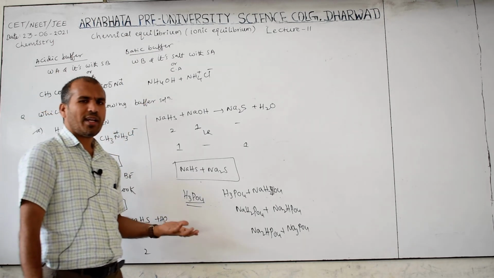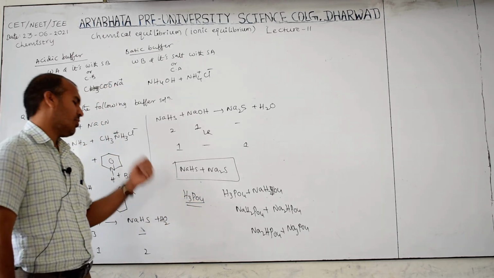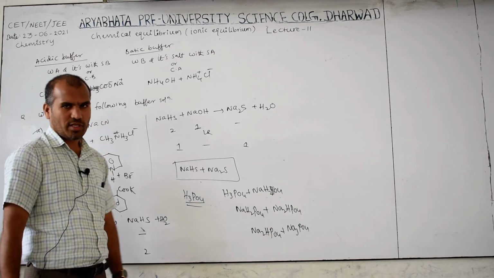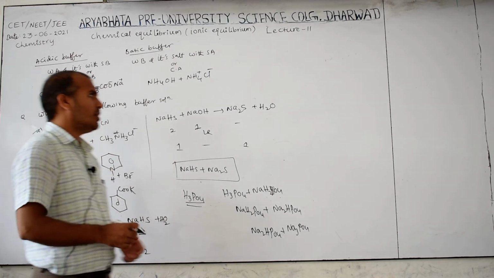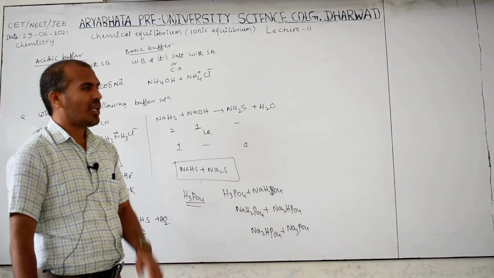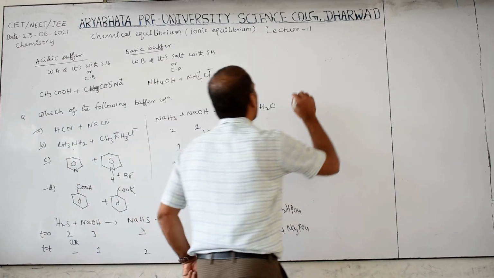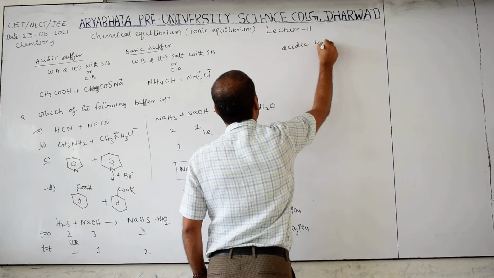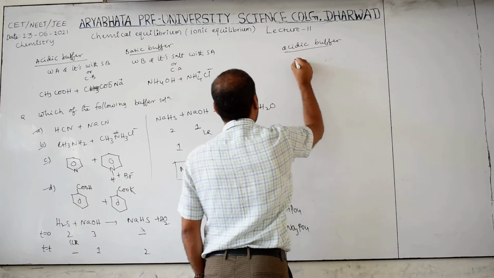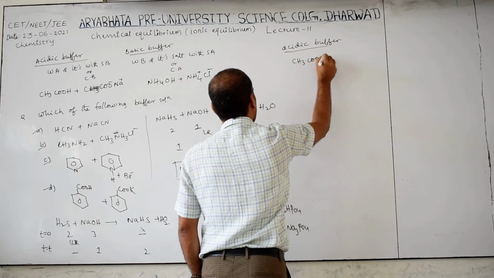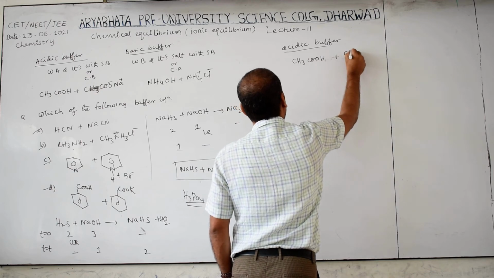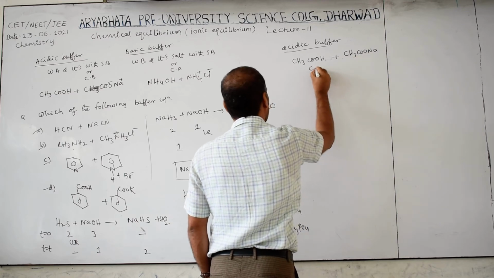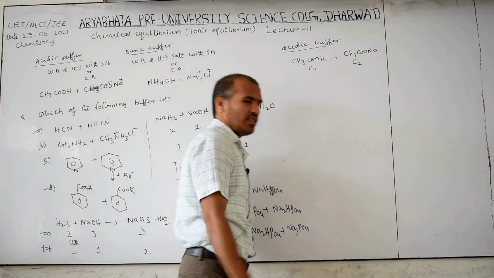These are somewhat higher level questions, so they may not be studied at PUC level. That's why you have to remember how to identify a buffer solution. This is very clear: if you know the buffer action, only then can you calculate the pH. For example, consider an acidic buffer: CH3COOH and CH3COONa, with concentrations C1 and C2.